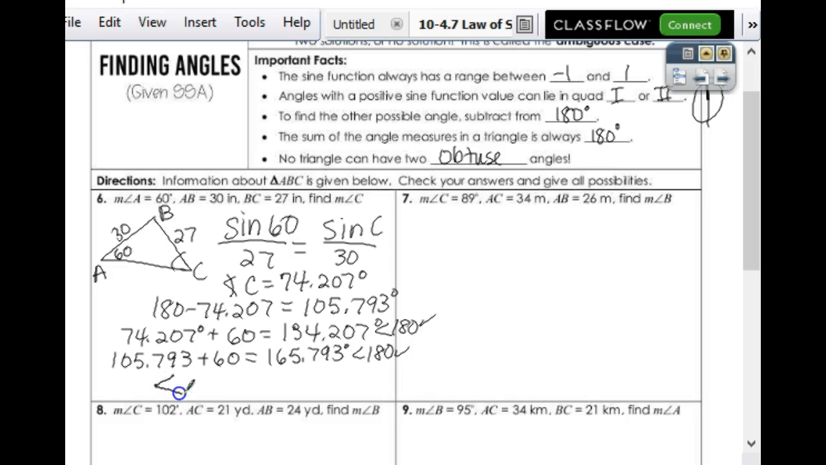So angle C can equal 74.207 and 165.793. It can equal either one of them because it can swing this way and this way. So both of these work. So let's try the next one.